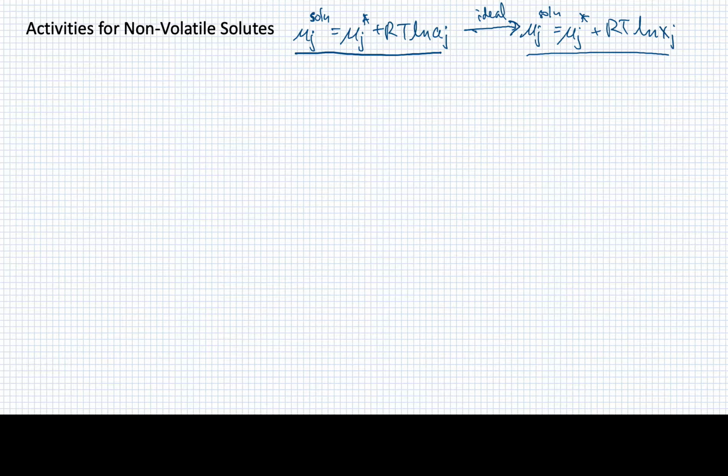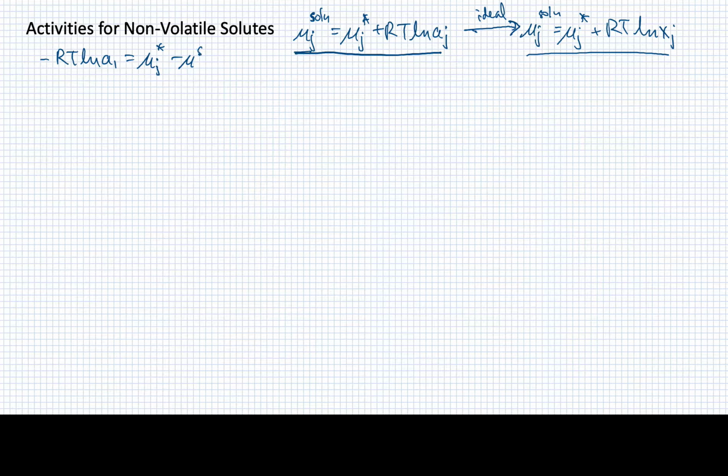Now what I want to do is manipulate these equations a little bit so that we can get to some interesting relationships. I'm going to subtract mu j solution from both sides of both of these equations and then move the RT log of something over to the other side. So I'll have negative RT log of the activity equal to the difference between the pure substance chemical potential and its solution chemical potential.